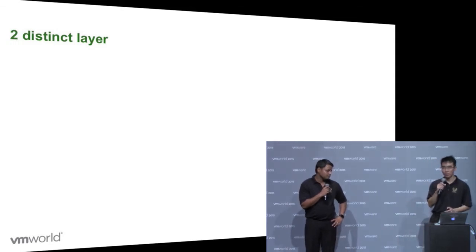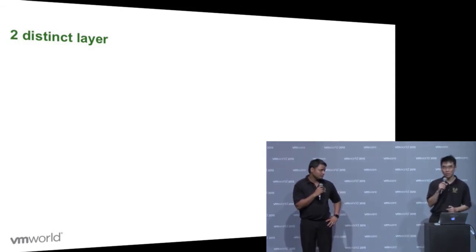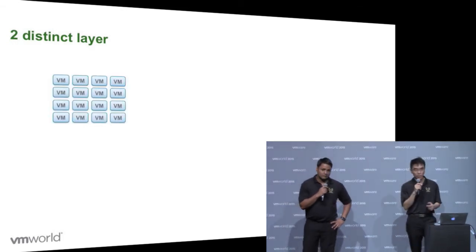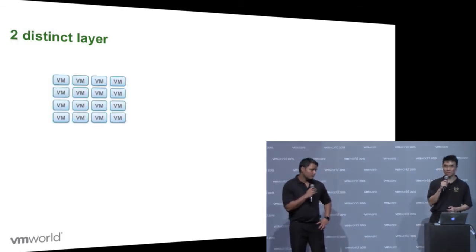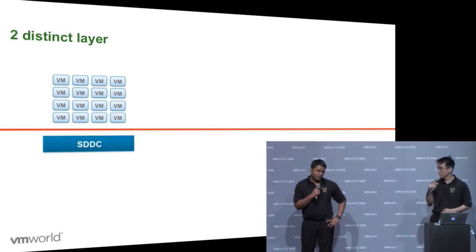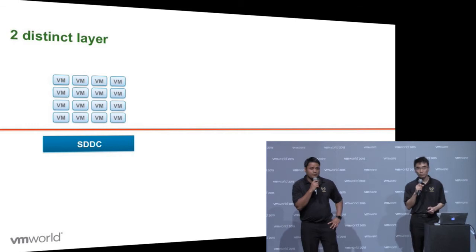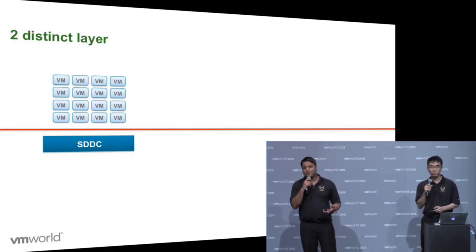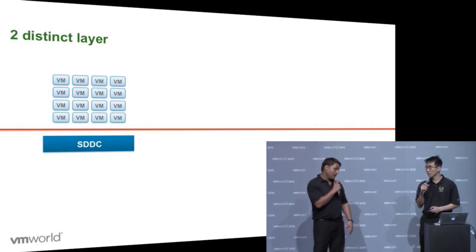We want to share something about this. There's this concept called the two distinct layers. At the top layer are the VMs, and very clearly there is a demarcation line, and that is where the SDDC lies. So we're talking about monitoring here. If you want to do performance and capacity management and monitoring, then you have to look at these two layers separately. And there's a clear demarcation between these two layers, as Iwan just mentioned.